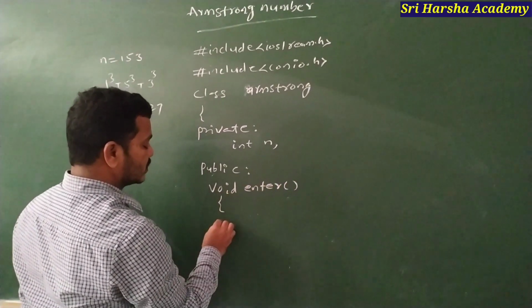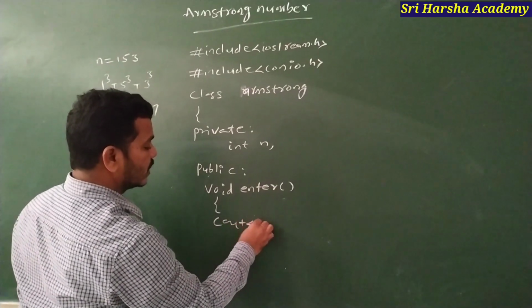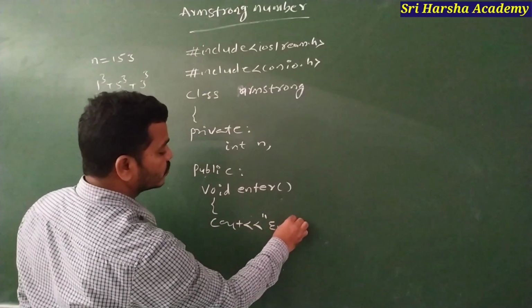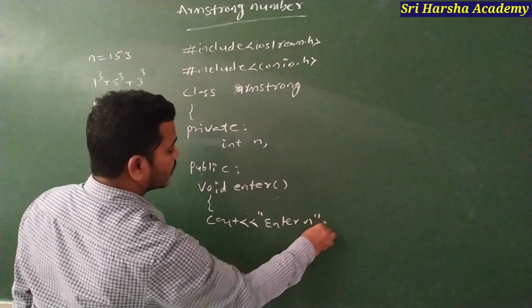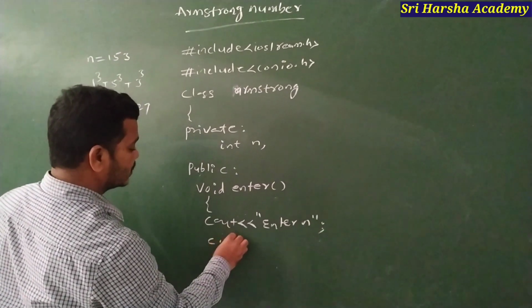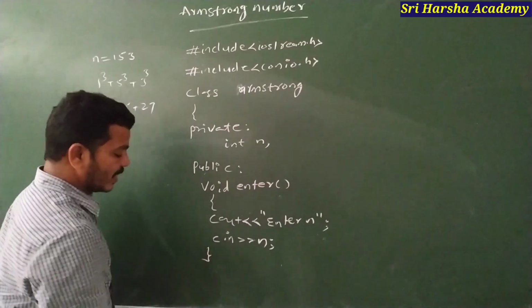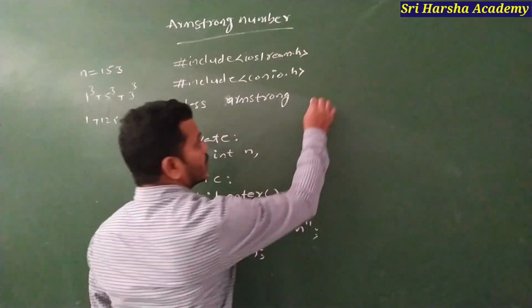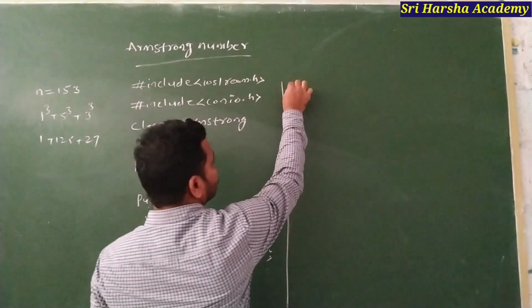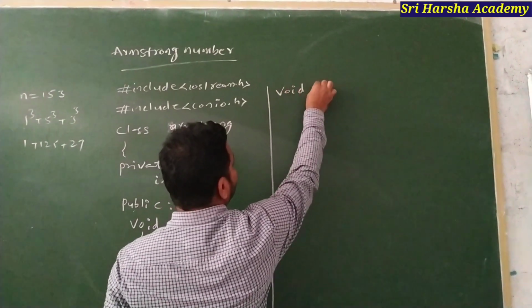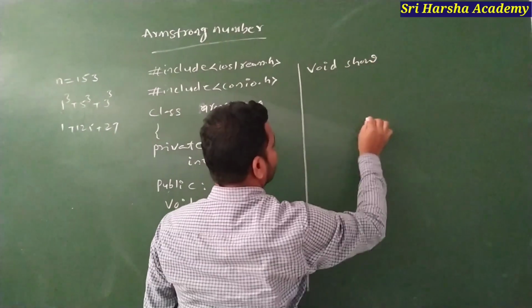So now cout "enter n value", then cin n. Next one, the show function, void show function.